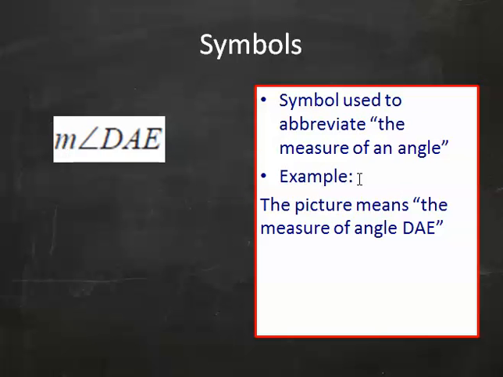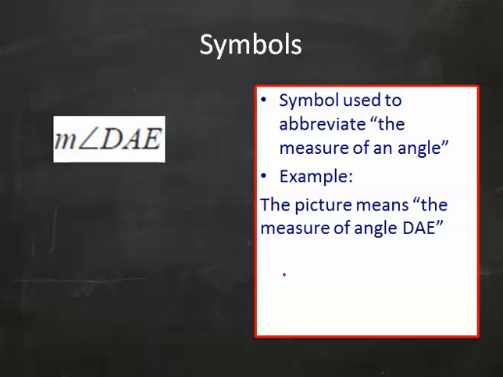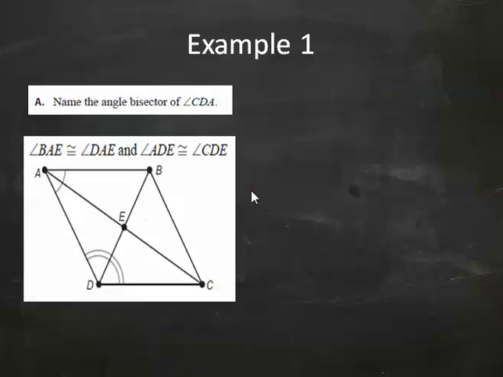Then when we talk about the measure of an angle, we can use a little m before the measure. So if I'm going to say the measure of angle C, the little m denotes measure, of angle C. We can make whole sentences in geometry just using symbols. Okay, so let's take a look at one of the examples.